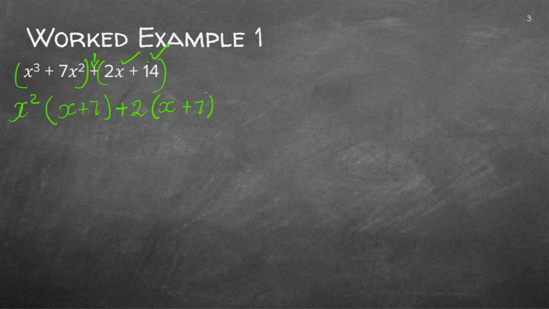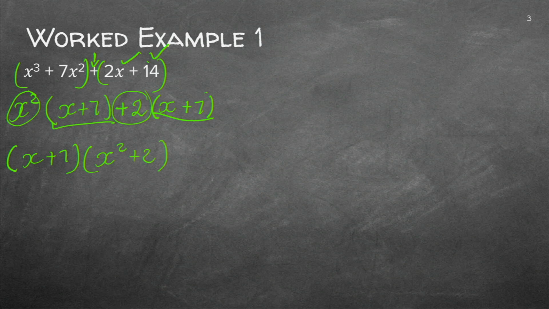Now, the moment you took out other common factors, you developed more common factors along the way. So you have x plus 7 as your common factor, and also you have x squared plus 2. So you open a bracket, writing the x plus 7. And what are you left with? You're left with x squared plus 2. That is how you do it, guys.